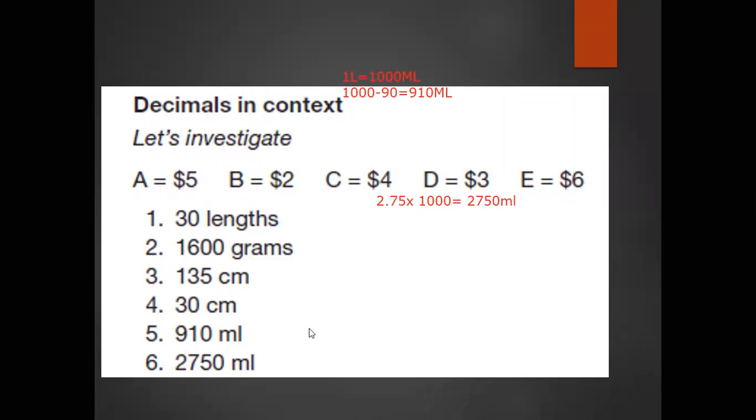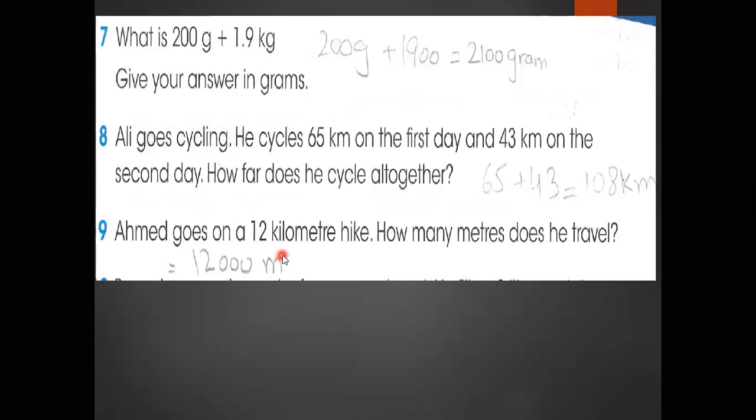Now let me share other information. Question number 7, 200 grams and 1.9 kg equal to what? First of all, you need to make the units the same. Either you can make it in kilograms or in grams. Let's suppose I convert kilograms into grams. 1.9 kg is equal to 1900 grams.